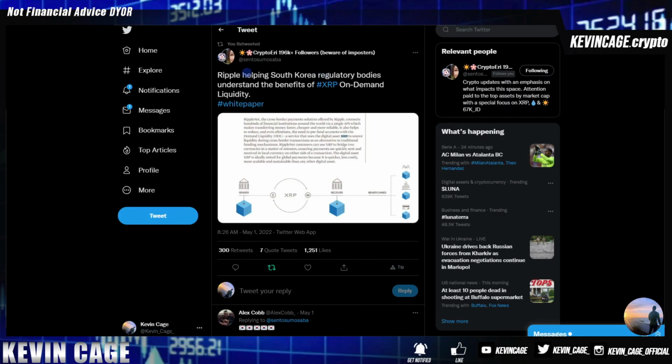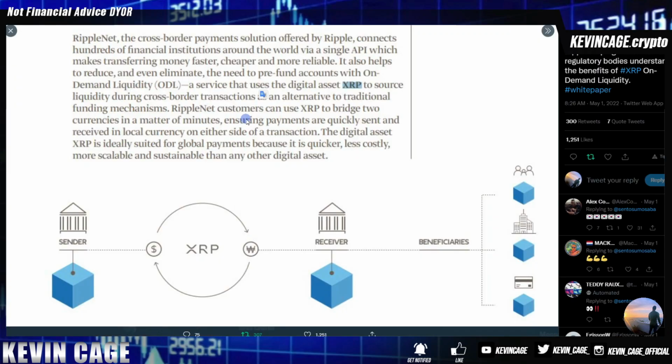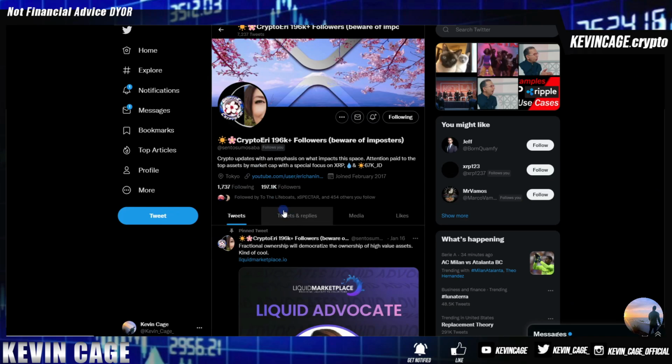Next up, Crypto Eddie. So Ripple is helping South Korea regulatory bodies understand the benefits of XRP on-demand liquidity. We have the white paper right here, and you can notice using the digital asset XRP to source liquidity. XRP is at the center of all these updated documents on the Ripple website. They're doing a bigger push toward XRP. I did in fact retweet it and highly recommend following Crypto Eddie right here.